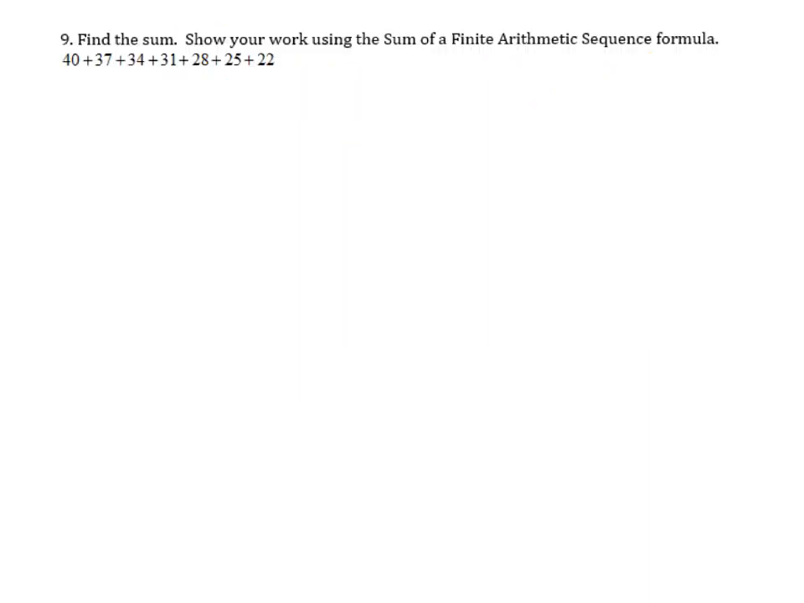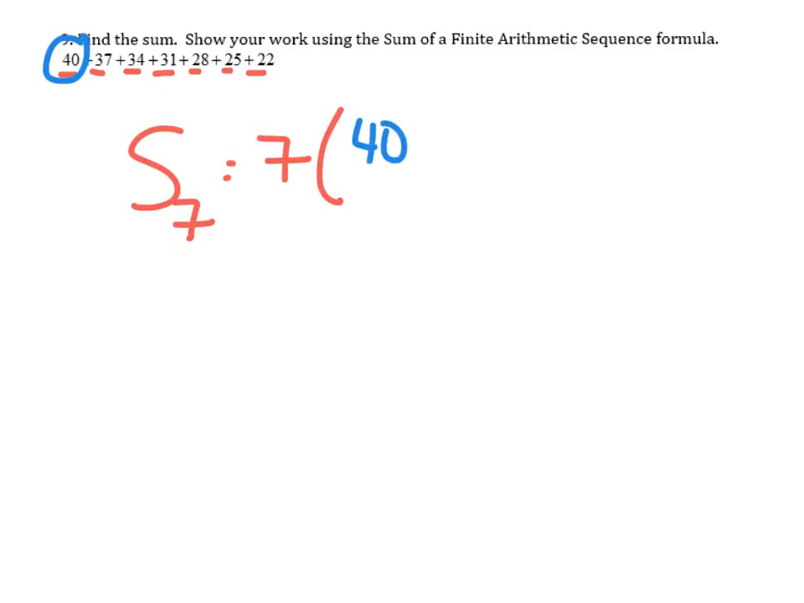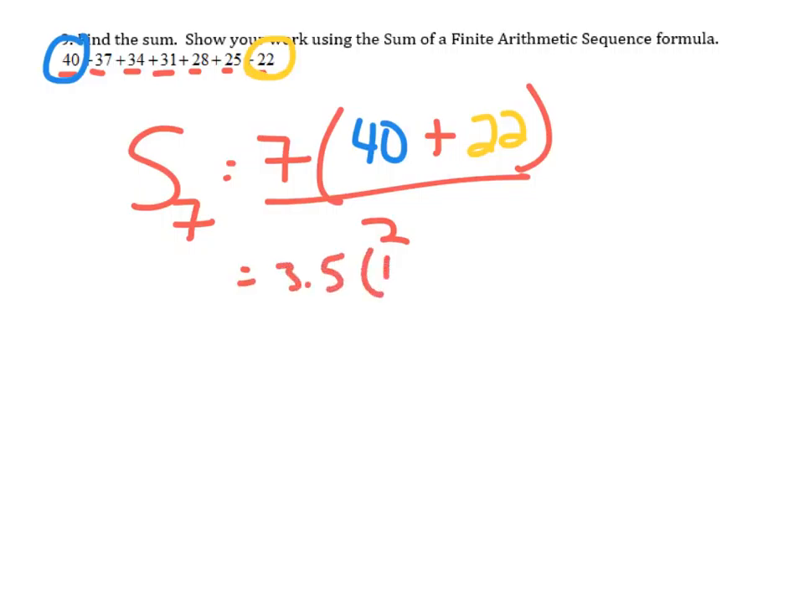I want to find the sum, showing your work using the sum of the finite arithmetic sequence formula. So there are 1, 2, 3, 4, 5, 6, 7 terms. So I want to find the sum of 7 terms. That equals 7, that's the n, times parentheses, n, f, l, over 2. So that's going to give me 3.5. 7 divided by 2 is 3.5 times 62, which ends up giving me a total of 217.